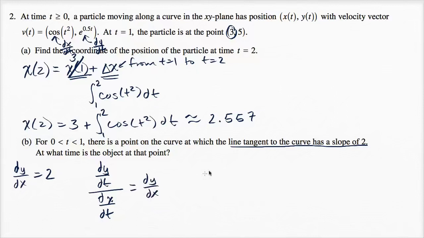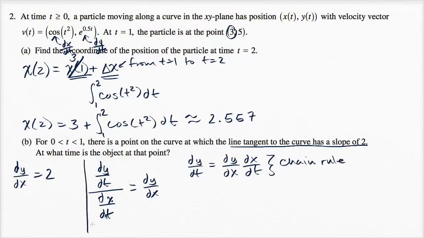Or a little bit more formally, you could go to the chain rule and you'd say, all right, the derivative of y with respect to t is equal to the derivative of y with respect to x times the derivative of x with respect to t. This comes straight out of the chain rule. And then if you divide both sides by the derivative of x with respect to t, you're going to get that original expression right over here.